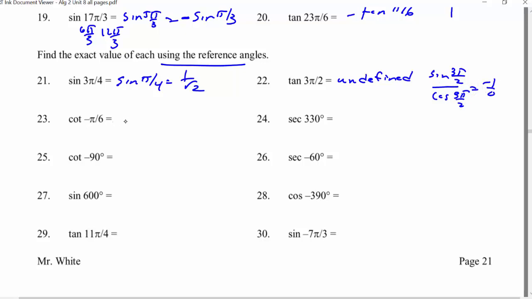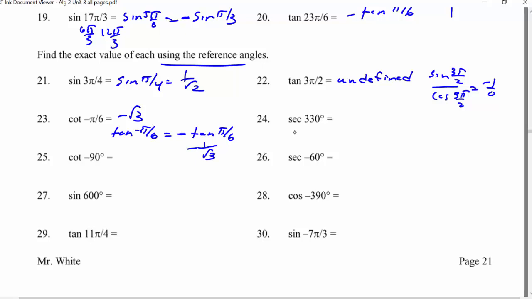Cotangent of negative pi over 6. Okay, so here's me getting confused. So I ignore that. I think of the tangent of negative pi over 6, because I know that one. And so I know that's negative tangent of pi over 6. Pi over 6 is 30 degrees. So this is 1 over root 3 negative, so this is negative root 3.